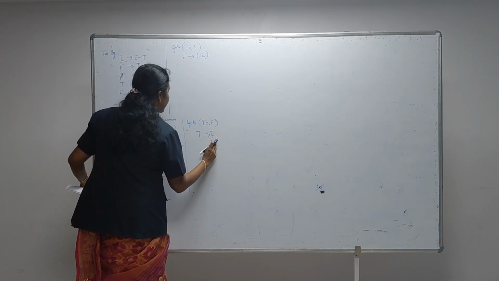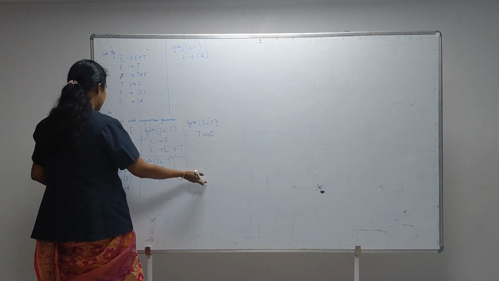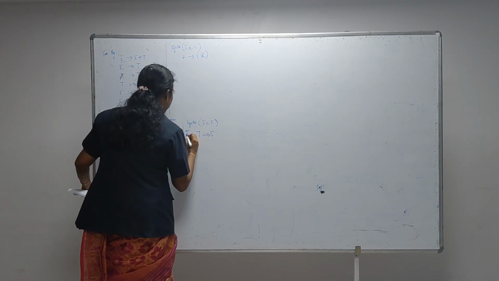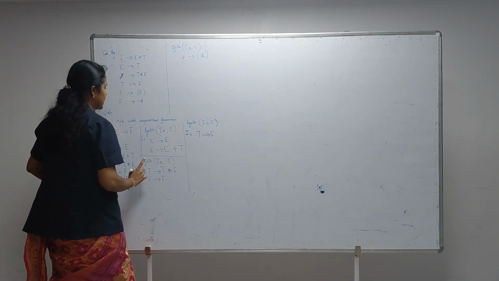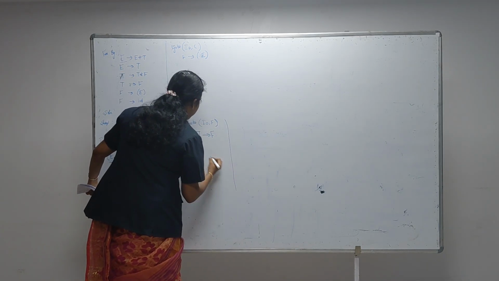Here the dot comes at the end of the production, so it cannot be passed to the next productions. So it stops here. We have to give the new name as I3 because we don't have any similar productions before that. So we have to go to the next.